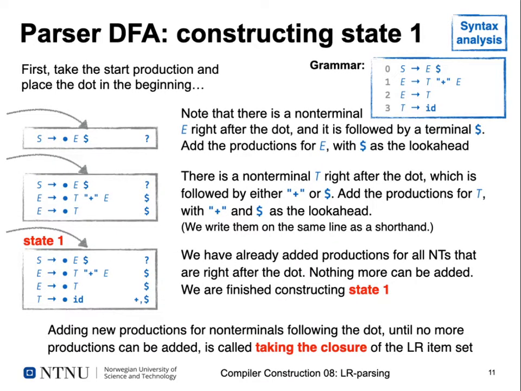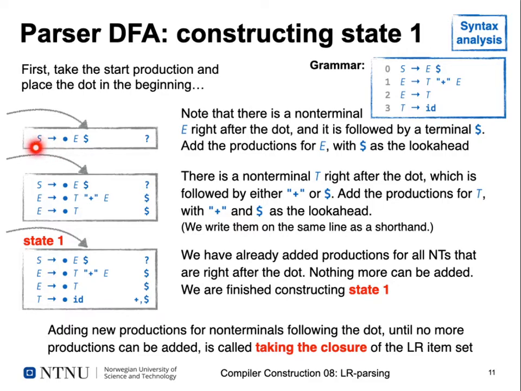So how do we construct our DFA? Let's start by constructing the first state of our DFA. So we should obviously start at the start of our grammar. So what we do is we take our start production, and we need to model something that corresponds to the start of our parsing. So we place our dot indicating the current position in our input stream just at the beginning of the right hand side of our production, because actually at the start we haven't read anything.